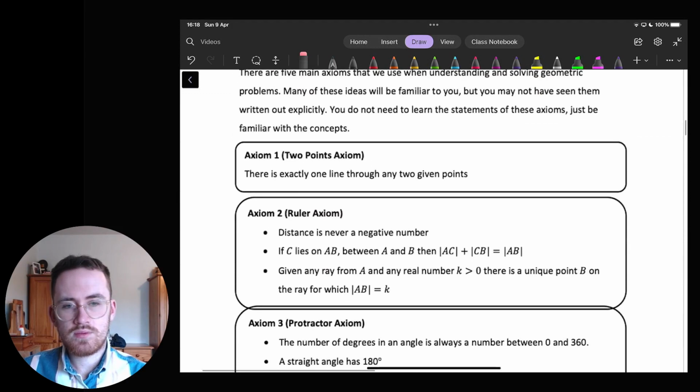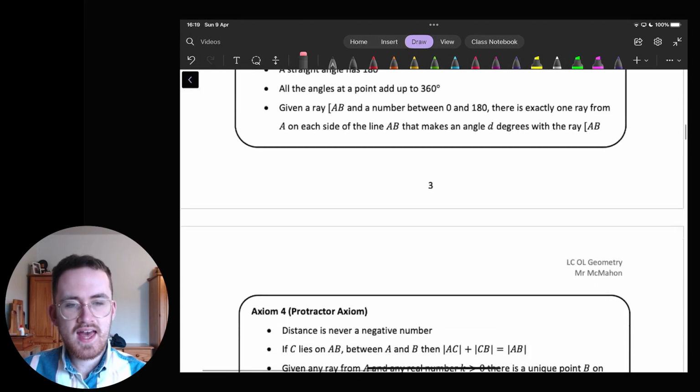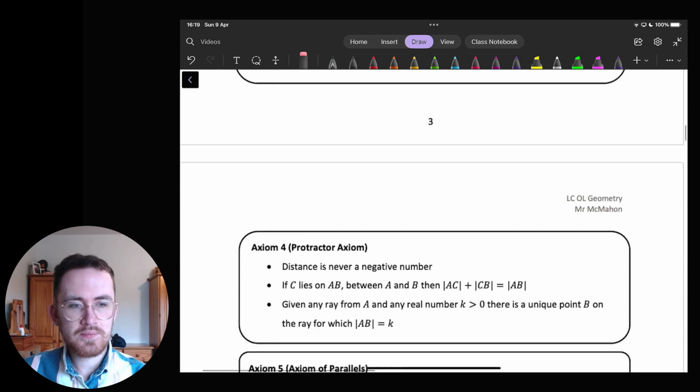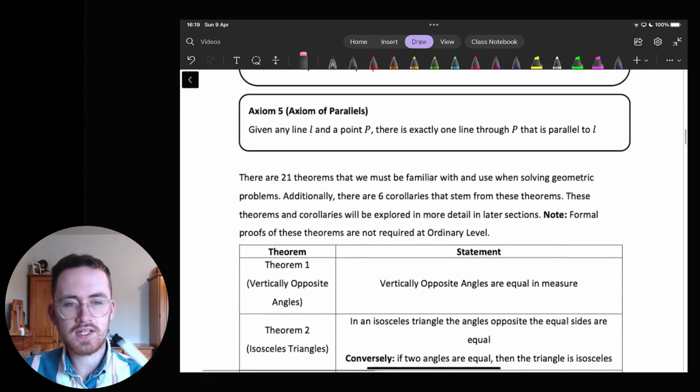Those are your main axioms to look at: your 2 points, your ruler, protractor, the parallel lines. Axiom 4 is to do with triangles. We'll come to that one later. I don't know why I don't have it written in properly here, but anyway, we're going to move past it and keep going.